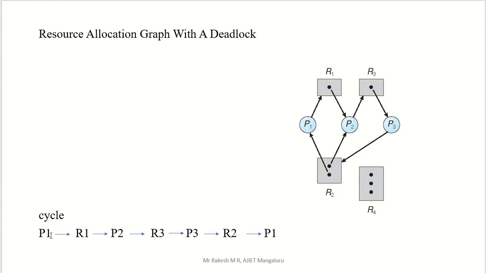So here it started with P1 and ended with P1, that means there is a circle, right? There is a circle like this. Here there is a chance of deadlock. If there is any circle formation, then definitely there is a deadlock. So in the previous diagram we don't have this line, here we have this line. So previously we didn't have any deadlock, here we have deadlock.